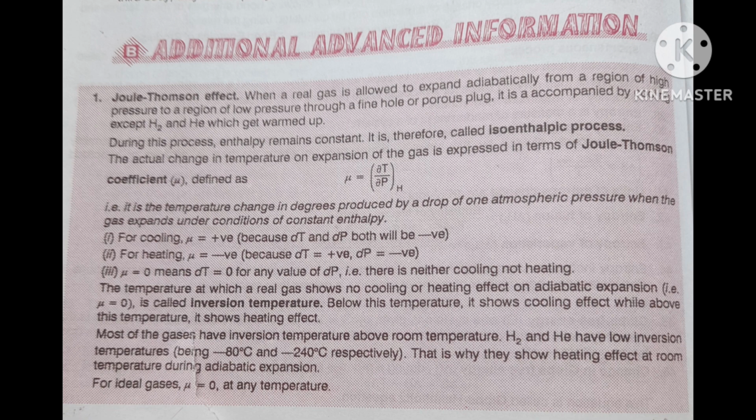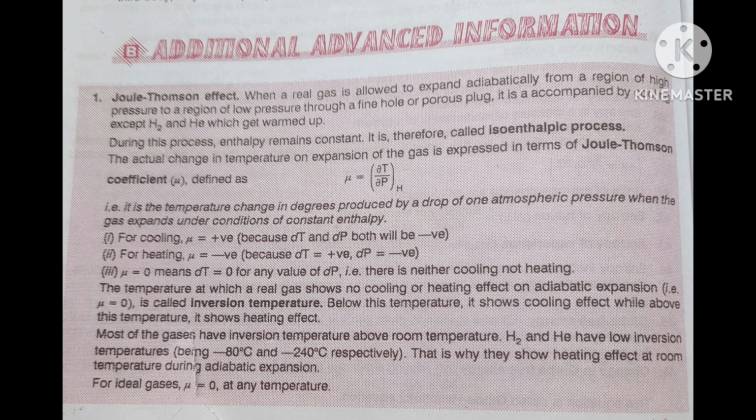And for heating, just the reverse, mu is negative. Why? Because delta T will be positive, since in heating the temperature will increase, but delta P will be negative, since pressure will decrease. Upside positive, down negative, finally it will be negative. So for heating, mu will be negative.